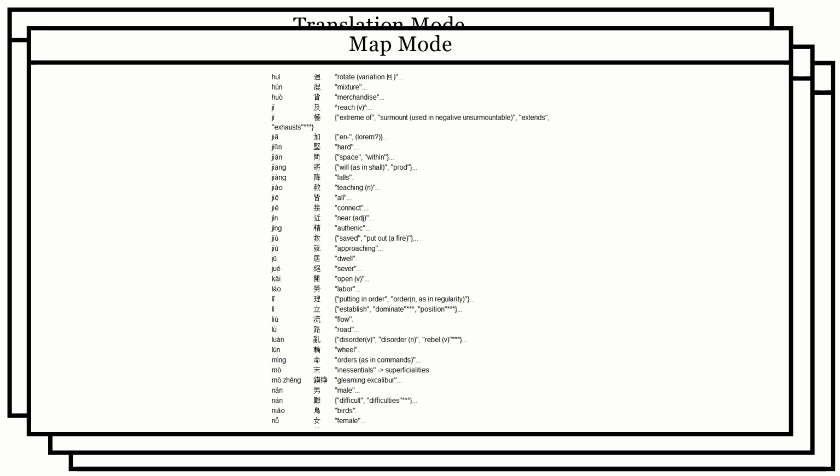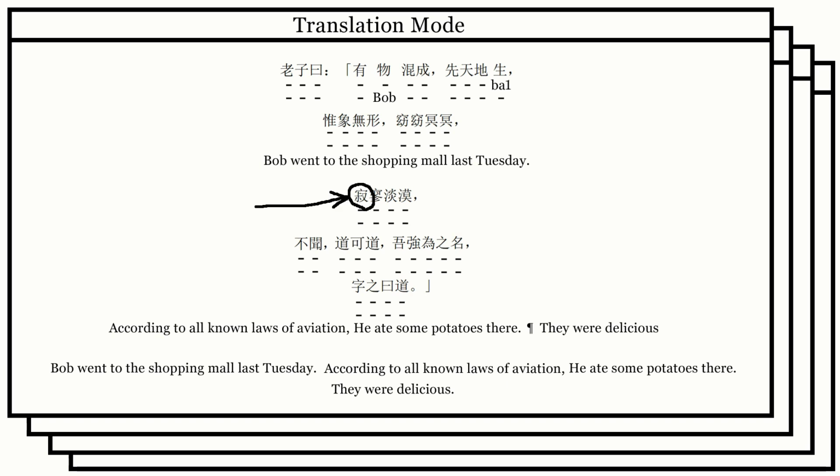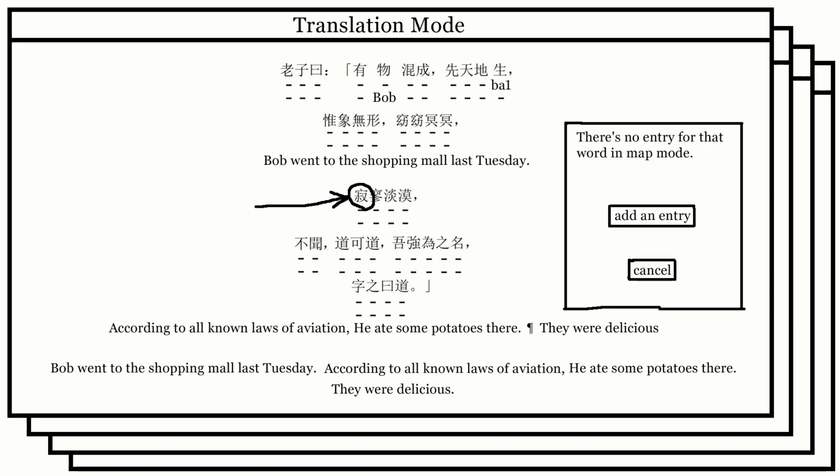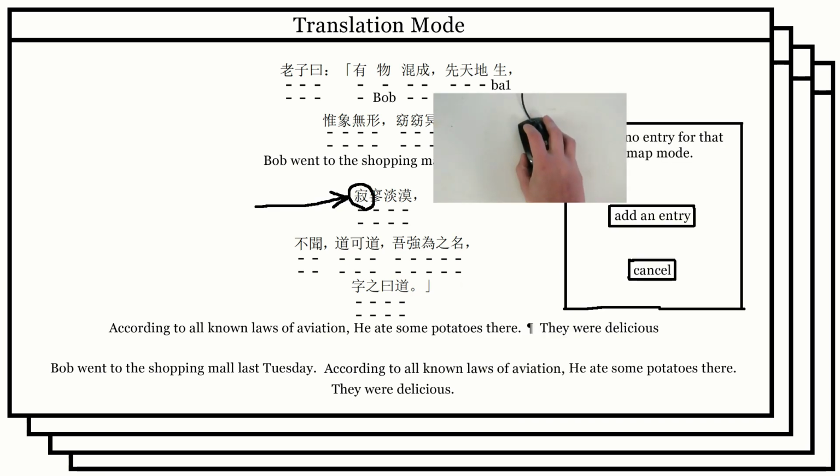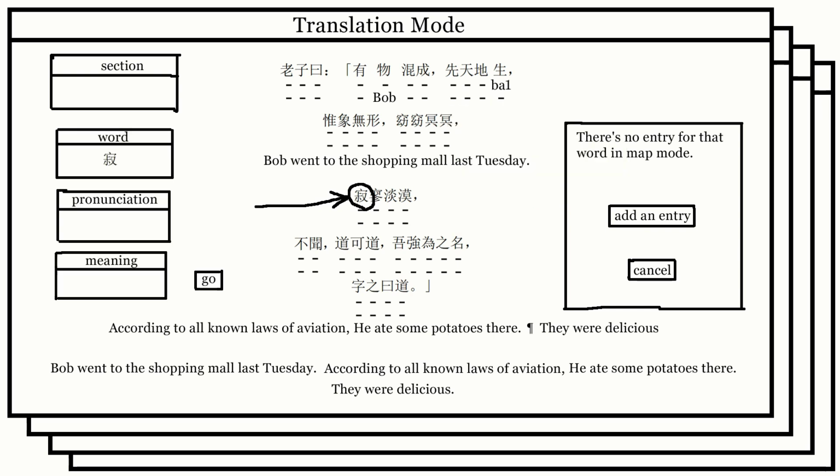Now suppose the user hops back to translation mode and selects this word and then clicks on hop to entry in map mode, and suppose the map doesn't have an entry for that word. Then the program says, there's no entry for that word in map mode, add an entry for it or cancel. And if the user clicks on cancel, then nothing happens and the view remains on translation mode. And if the user clicks on add entry, then he's prompted to supply the information, namely the pronunciation and the meaning, and the section. Just like when we added an entry to map mode from map mode.